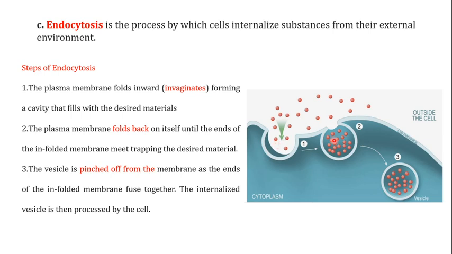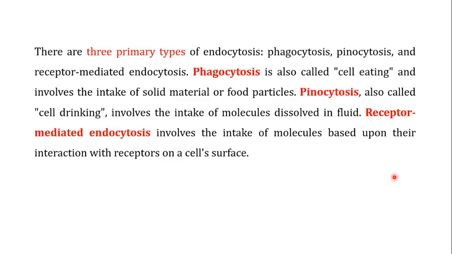Now the plasma membrane folds back on itself until the ends of the enfolded membrane meet with each other, trapping the desired material. When the desired material is trapped, the vesicle is pinched off from the membrane as the ends of the enfolded membrane fuse together, and the internalized vesicle is then processed by the cell as per its requirements.